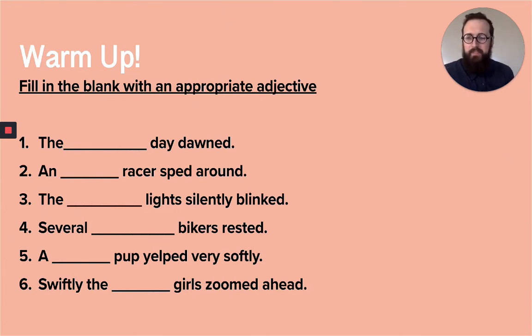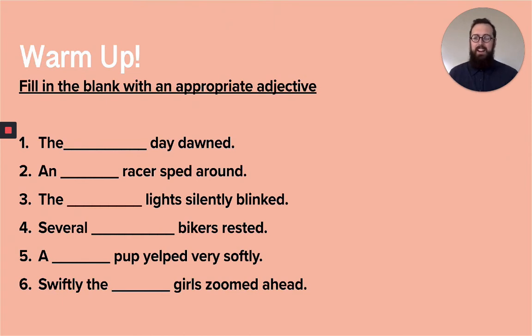All right, number 5, a blank pup yelped very softly. Now, I'm using the letter A or the word A. That means your adjective needs to start with a consonant. A blank pup yelped very softly. Go ahead and think about it for a second. And say it out loud as I read it. A pup yelped very softly. John, bravo. That was a good one, bud.